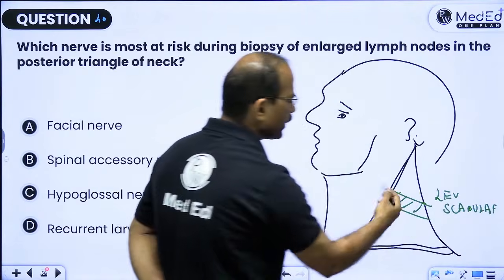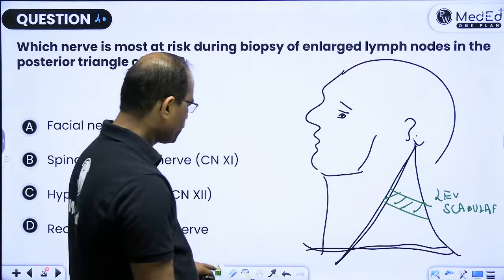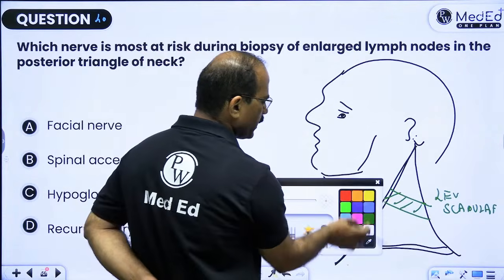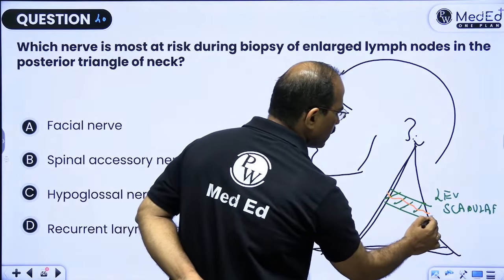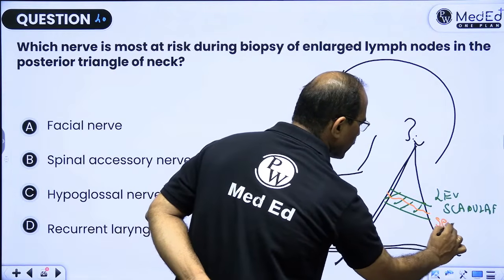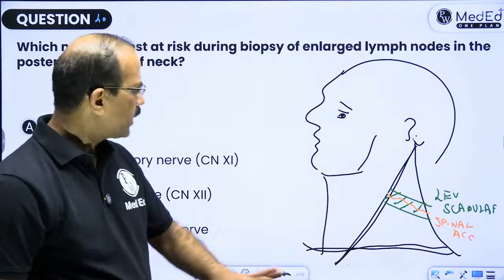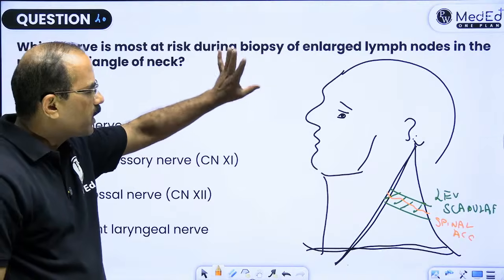That's the posterior triangle of the neck, है ना? ये posterior triangle of the neck है. I was telling you this. In this posterior triangle of the neck, this muscle is levator scapulae. On this lies the spinal accessory nerve.